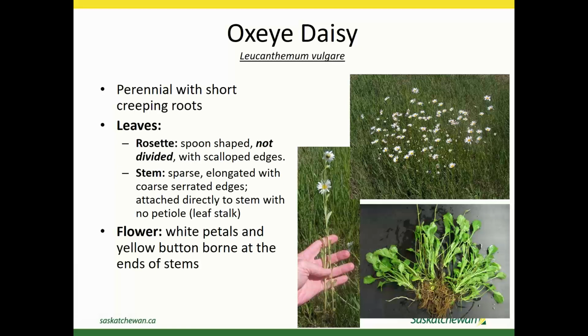The stems, though, are not very thick. There's not very many leaves along the stem. They're elongated leaves with coarse serrated edges, and they're attached directly to the stalk, so there's no petiole or leaf stalk. The flower is white petals and a yellow button, borne right at the very end of the stalk.